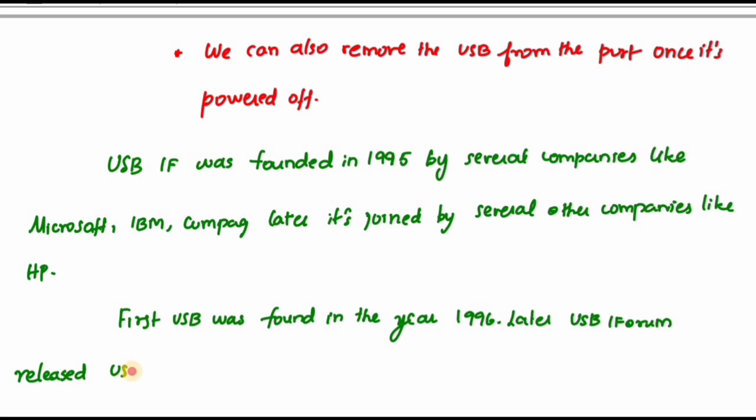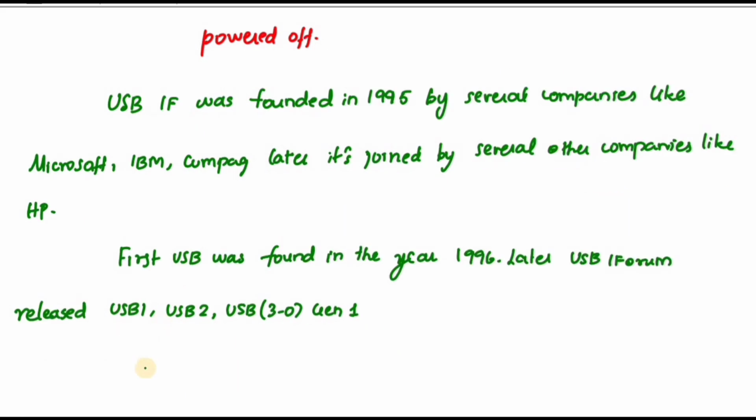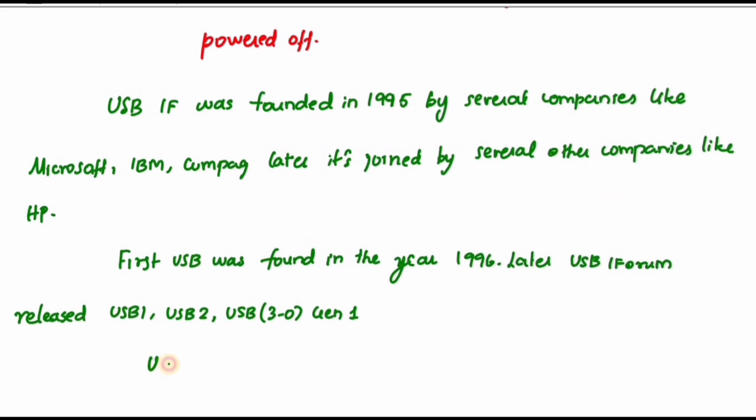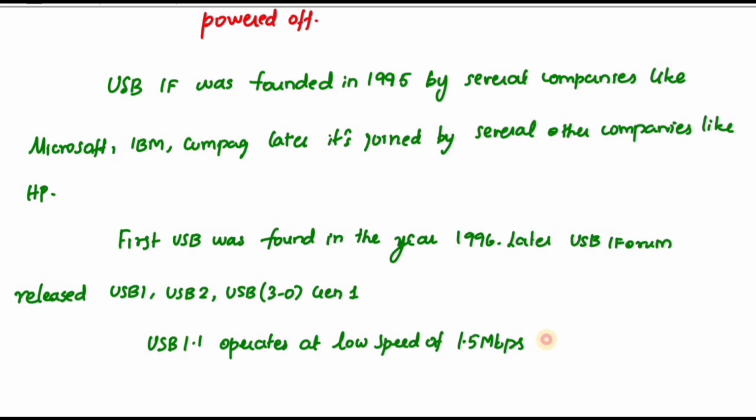USB IF was founded in the year 1995 by several companies like Microsoft, IBM, Compaq. Later, it was joined by several other companies like HP, HCL, etc. The first USB was released in the year 1996. Later the USB International Forum released USB 1, USB 2, USB 3.0, Gen 1, etc.